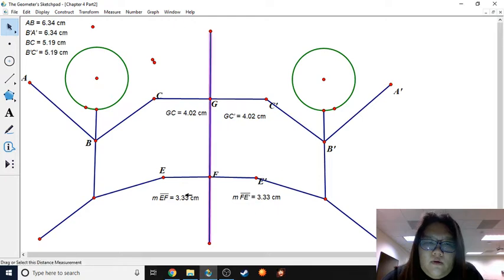And we know from the mirror to the original image, the distance is 4.02 centimeters. So that means that for the mirror image, this point, the new transformation point, will also have to be 4.02 centimeters away from the mirror.